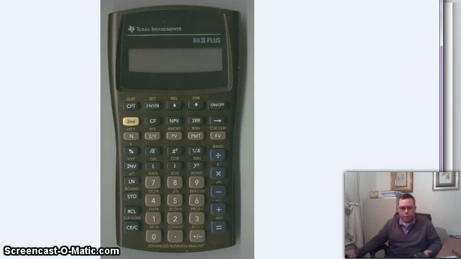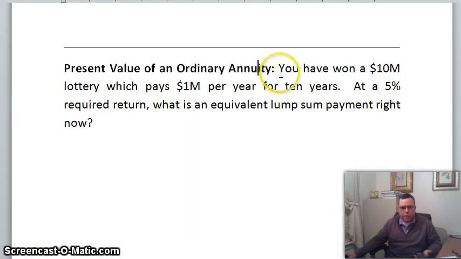Okay. All right, let's look at this problem here. You have won a $10 million lottery which pays $1 million a year for 10 years at a 5% required return. That's your interest rate. What is an equivalent lump sum payment right now? A lot of times when people win the lottery, lotteries give options to the winners. You can either receive a lump sum all at once today, or you can receive an annual payment or a monthly payment or something like that.